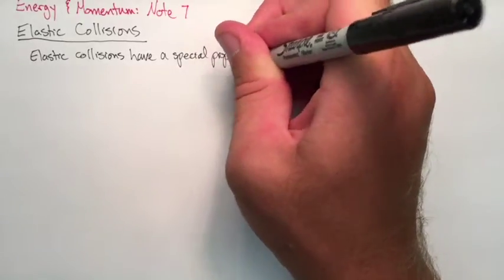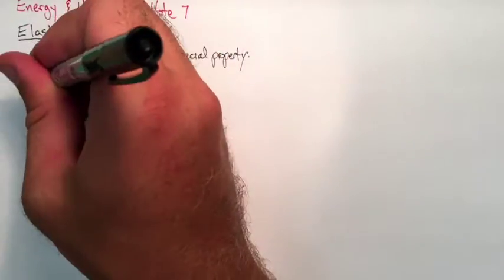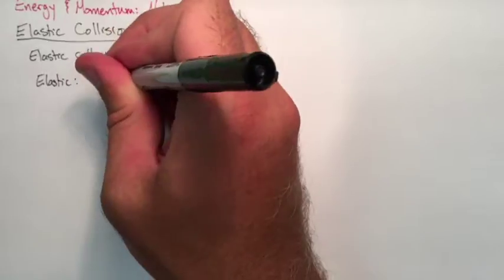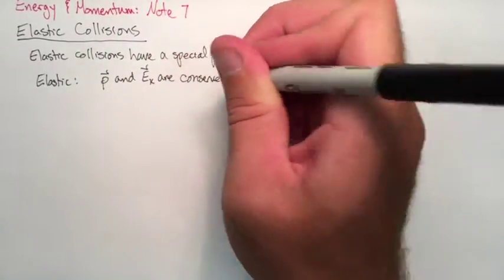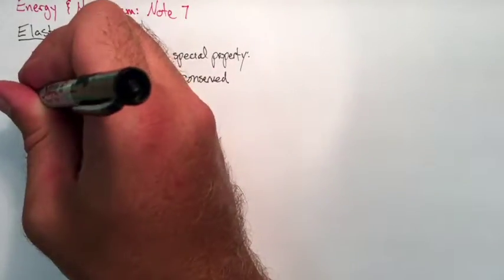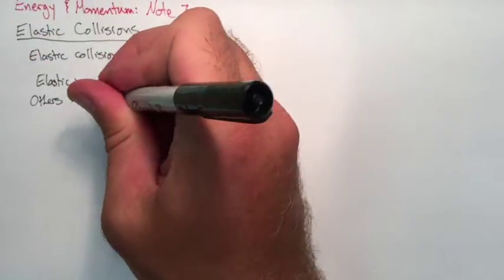Elastic collisions conserve both momentum and kinetic energy. Inelastic and explosion collisions only conserve momentum. They don't conserve kinetic energy at all. This is just a property of nature.